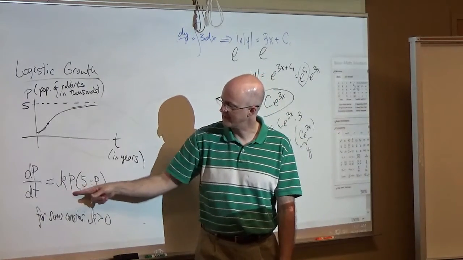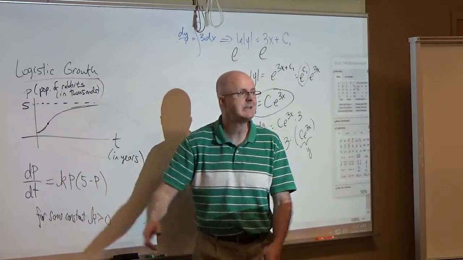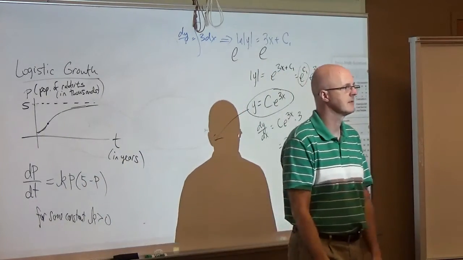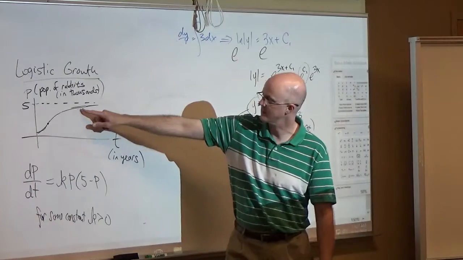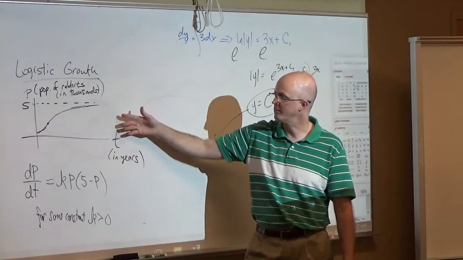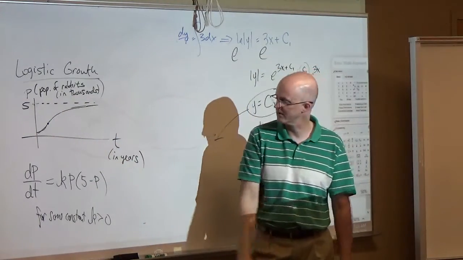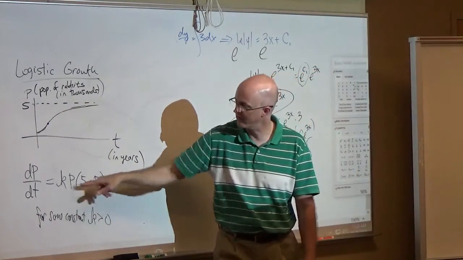This quantity is not getting closer to 0, but this one is, making dp dt get ultimately closer to 0. And that's what you see happening. When the graph is leveling off, the slope is getting closer to 0. In fact, when p equals 5, if the population was at 5,000 to start with, that would be 0. The whole thing would be 0 on the right.